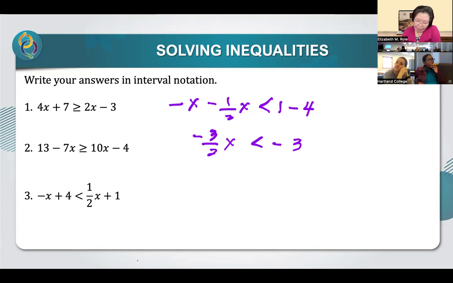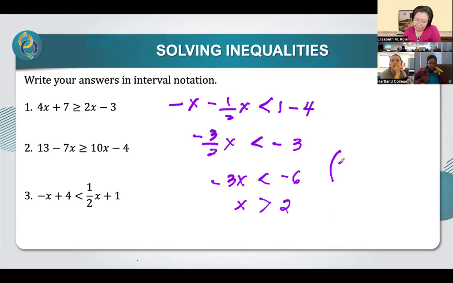Multiply both sides by 2. So I will have minus 3x is less than minus 6. Divide both sides by negative 3: x is greater than 2. And so your answer should be written as, because it's greater, begin with that number and end with positive infinity. So yes, those are inequalities.